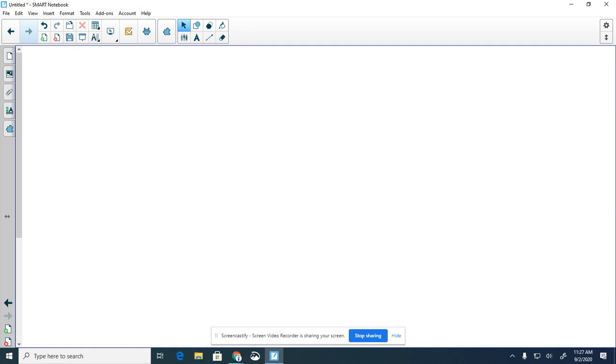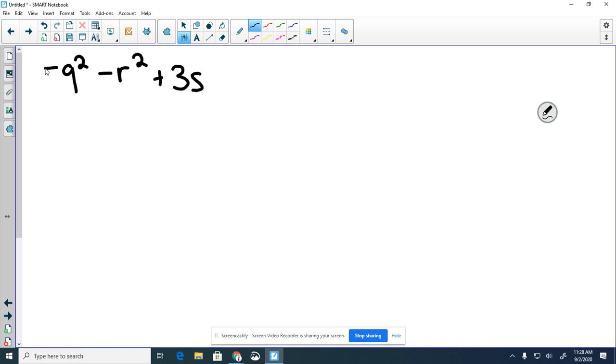Last one. We have negative q squared minus r squared plus 3s. We let q be 9, r is negative 6, s is negative 20. So again, we just plug them in.